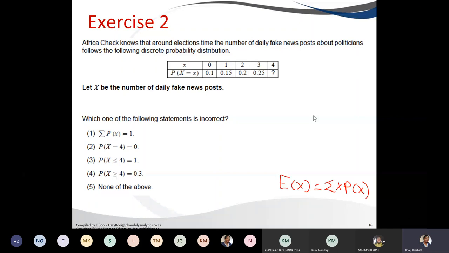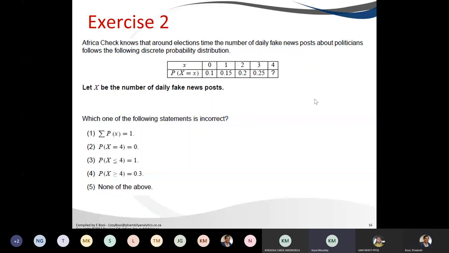Okay, so who wants to do this one? The first one. Exercise two, Part A. Which one is the incorrect one? Anybody? I'll try. Okay. Must I tell you which one is incorrect or go through each of them? You can go through each one of them.